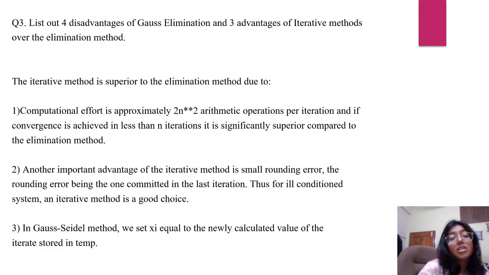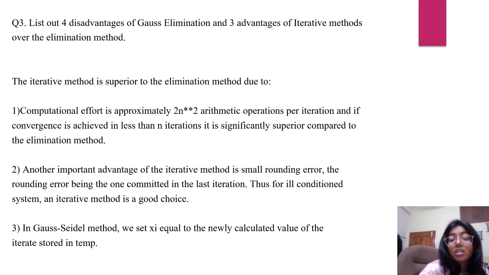Now question number 3 is: list out 4 disadvantages of Gauss elimination and 3 advantages of iterative methods over the elimination method. The iterative method is superior to the elimination method due to: first reason, computational effort is approximately 2n square arithmetic operations per iteration, and if convergence is achieved in less than n iterations, it is significantly superior compared to the elimination method.